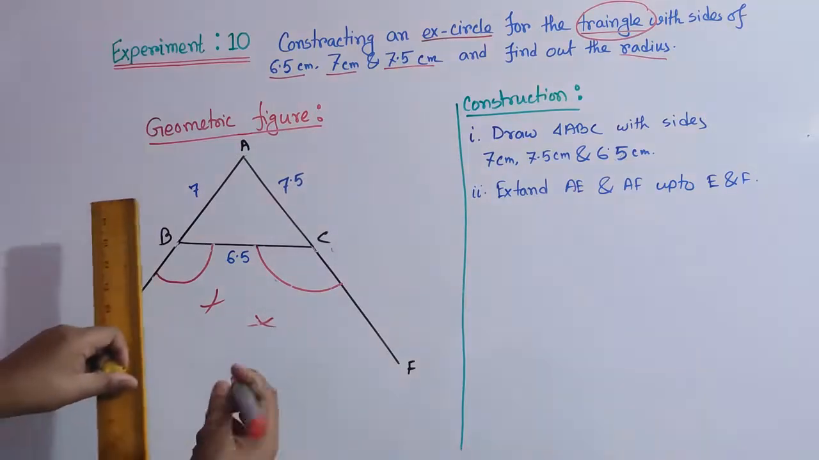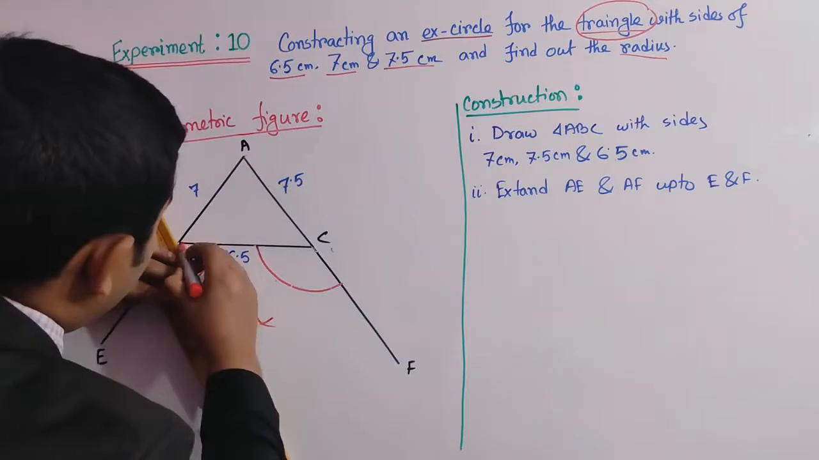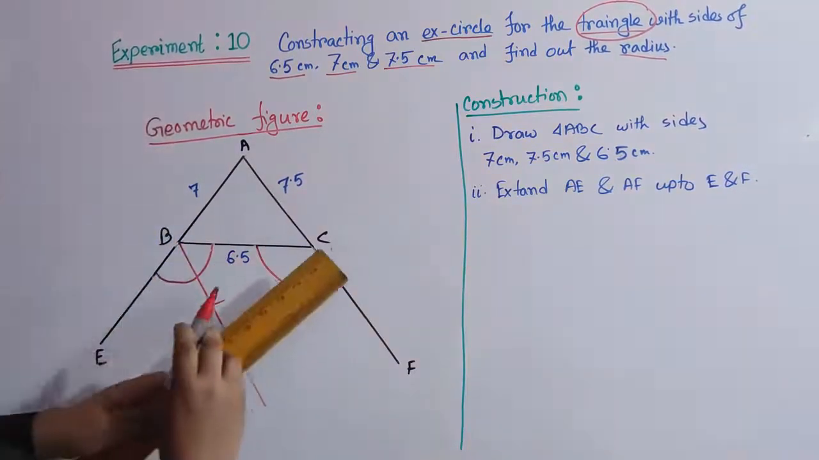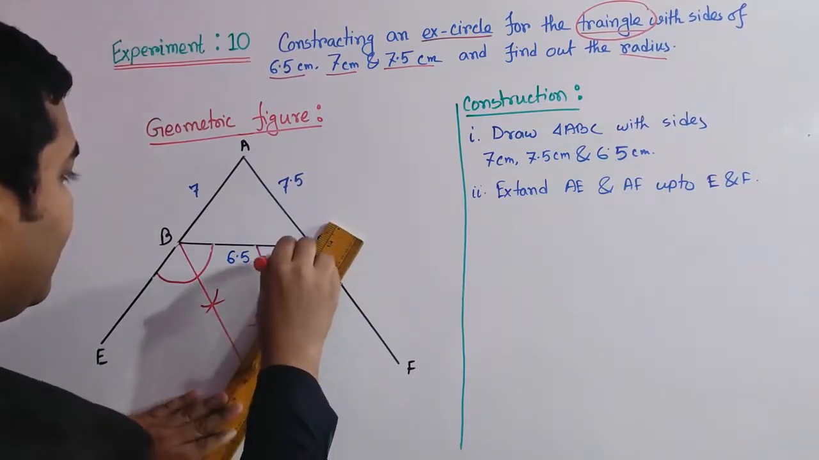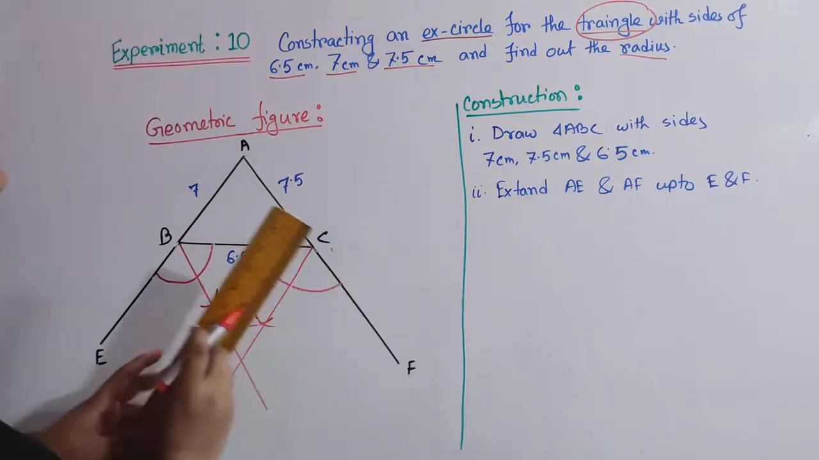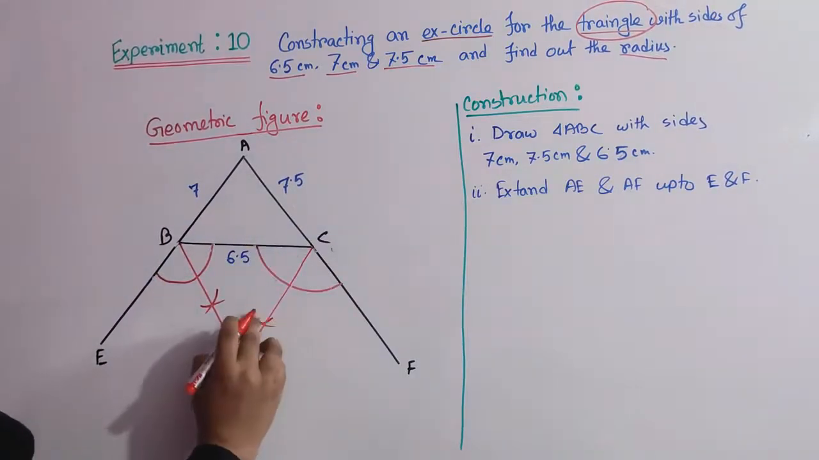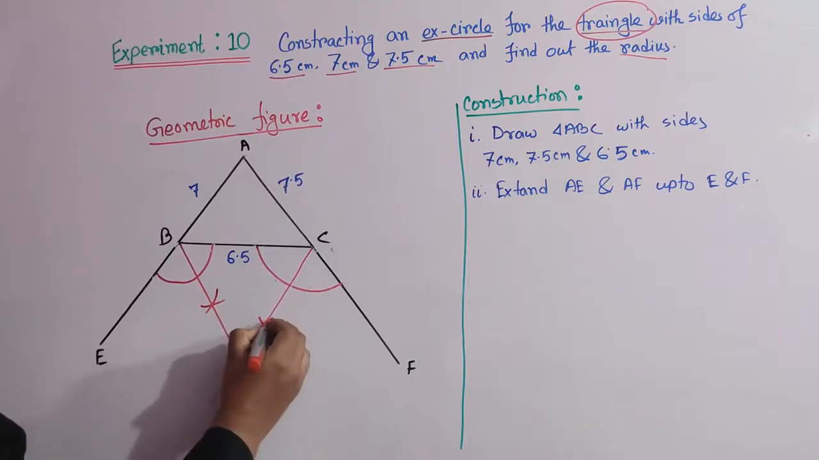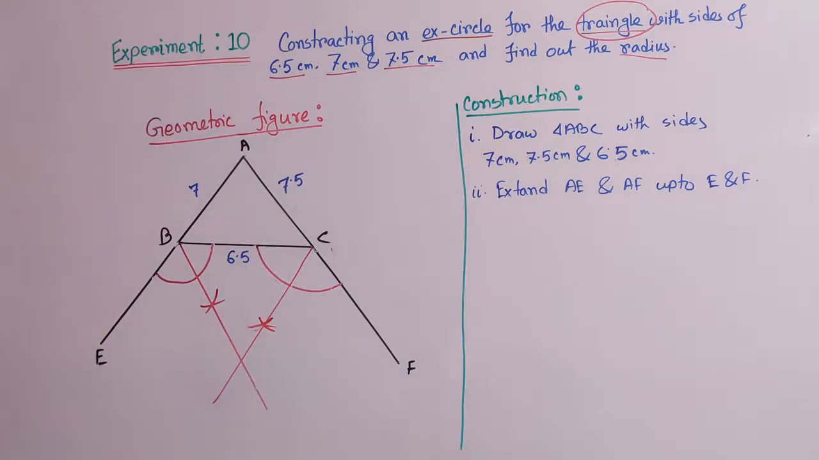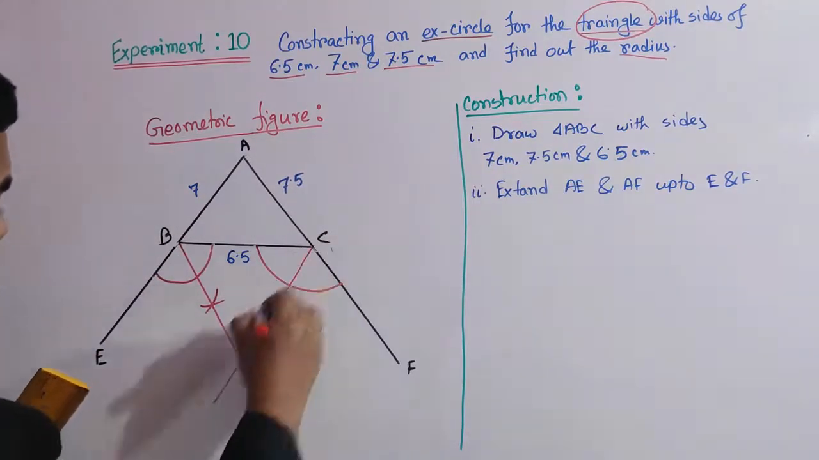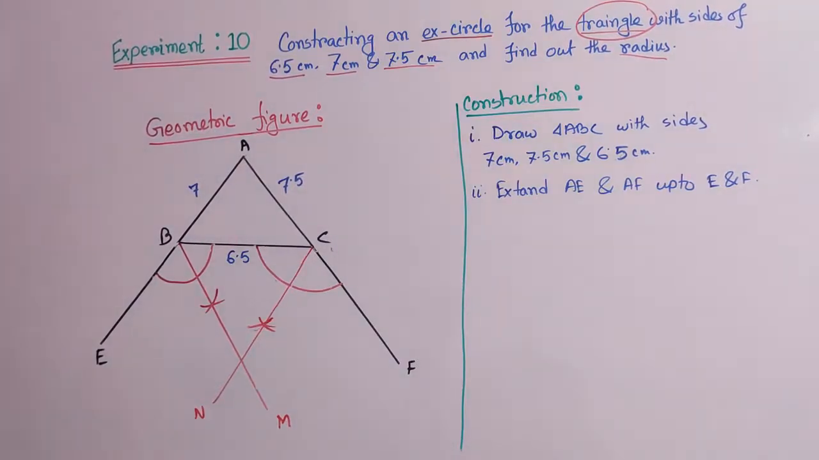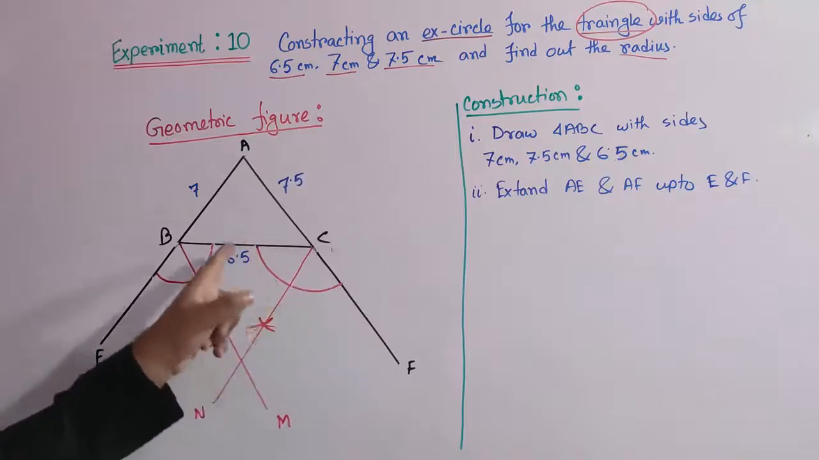So if we join these two lines, then what can we find? We can find this line, and we can find that line. Okay, so which line have we found actually? Say for example it is BM, it is CN. So we can write that BM is the bisector of that angle and CN is the bisector of this angle.